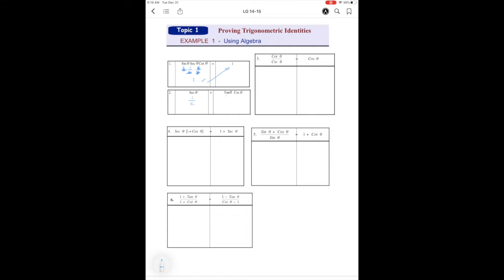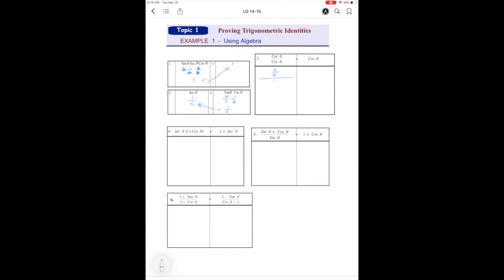So number 2, we know this is 1 over C. And this is S over C times 1 over S. Cancel, cancel. And now I have 1 over C. Check mark. Okay, so it doesn't matter which side you attack. You can go the left side or right side. You're just trying to prove that they are identical.